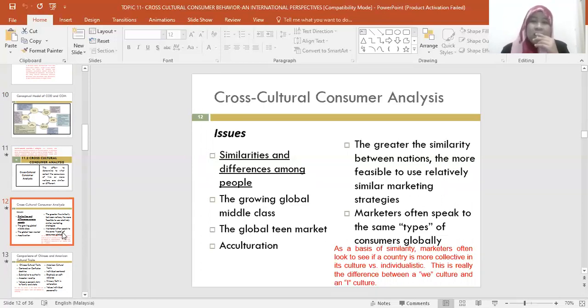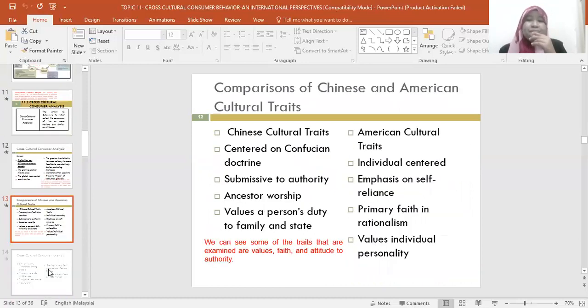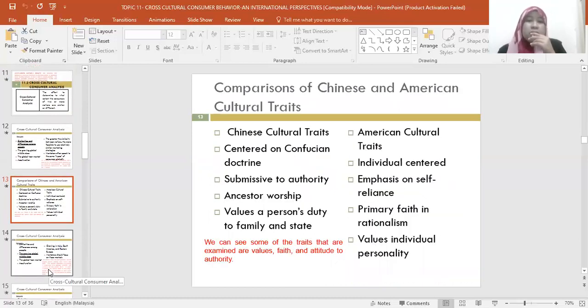If you are an I culture, meaning to say you have more tendency to become a leader. But if you are a we culture, mostly you have a tendency to become a follower or one of those employees. Okay, all right. And then we go to the next one.